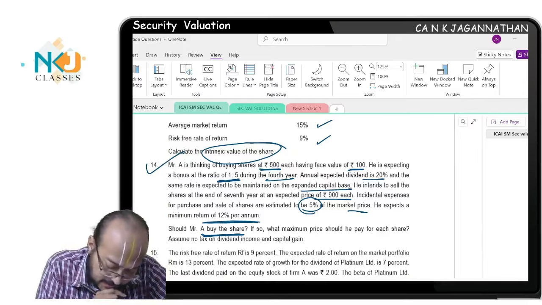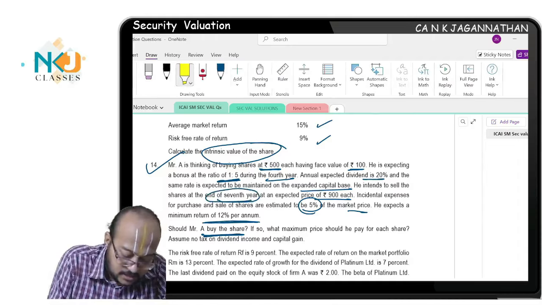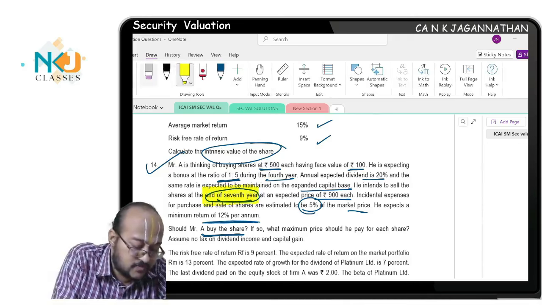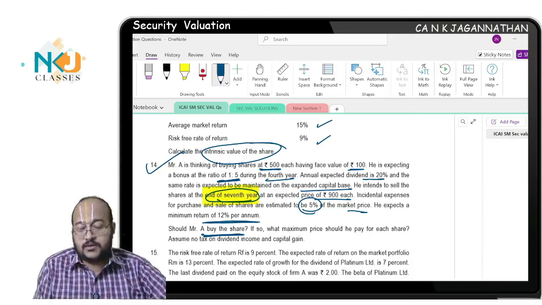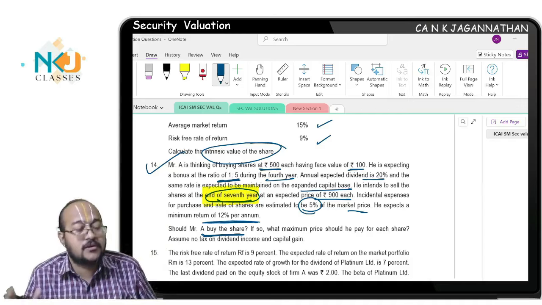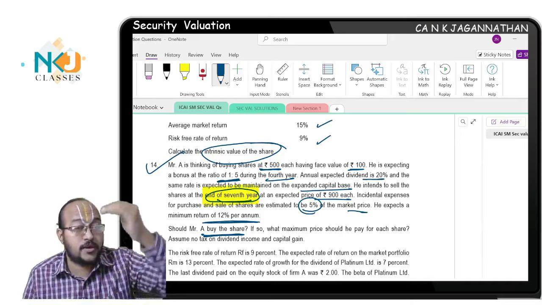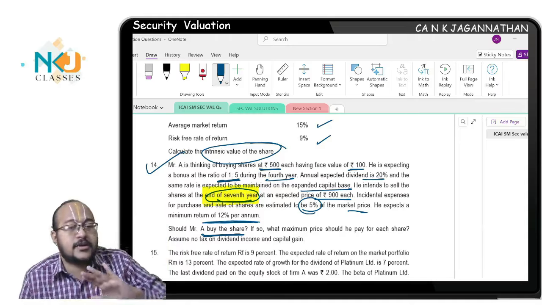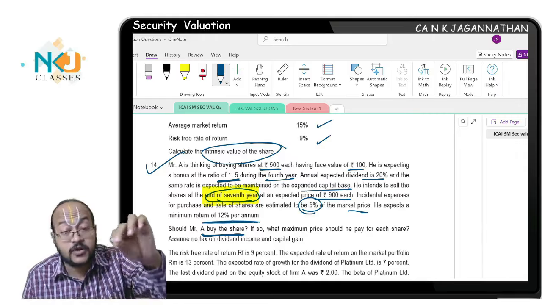This he is holding, very simple, 1:1 in the 4th year, and the same rate is expected. He intends to sell the shares at the end of the 7th year. Which means we assume the holding period is 7 years, and we compute the share value as per the 7-year holding period model. You assume you will receive 7 years of dividend, as well as the current market price prevailing at the end of the 7th year.